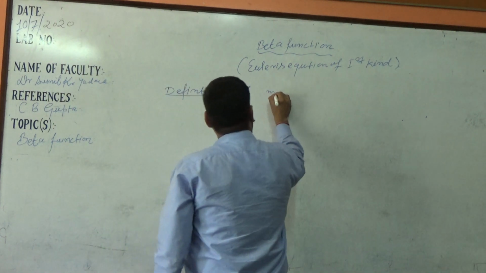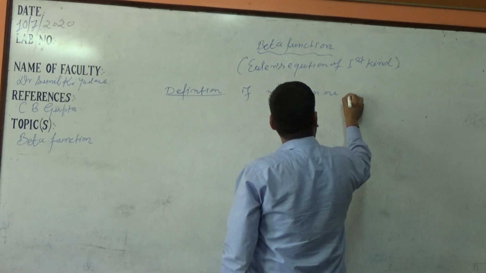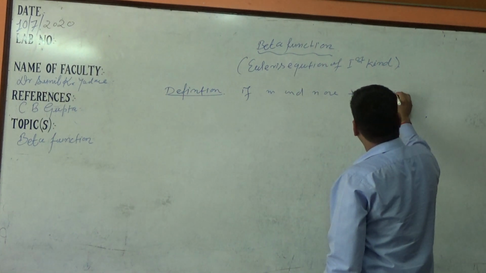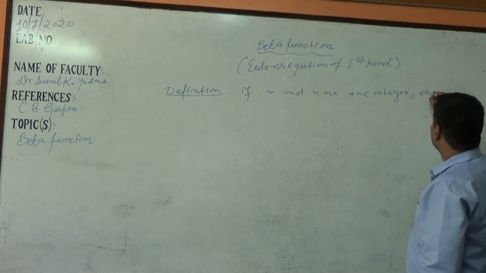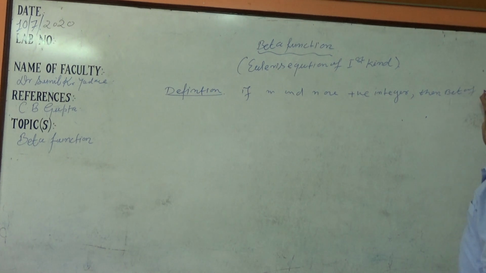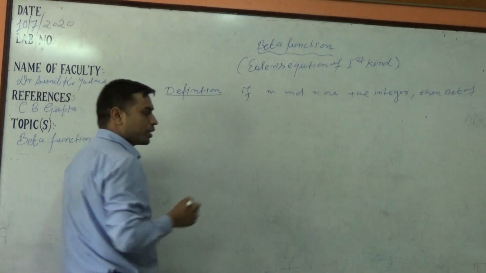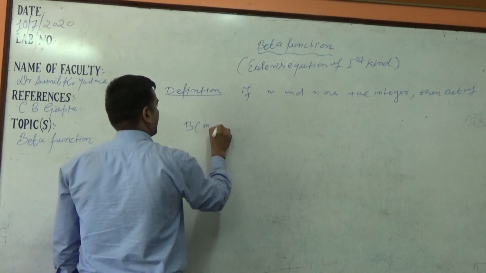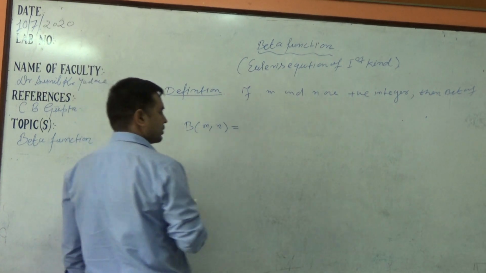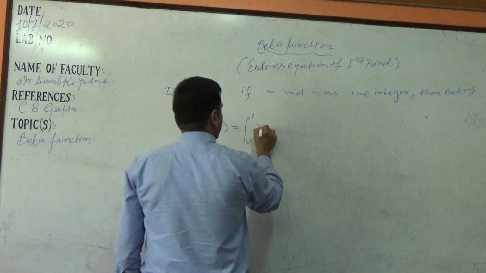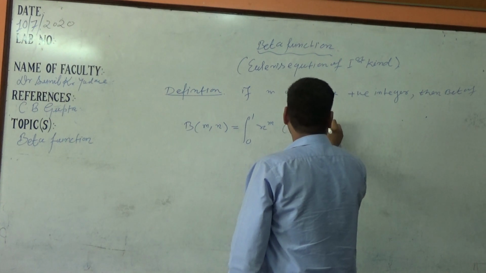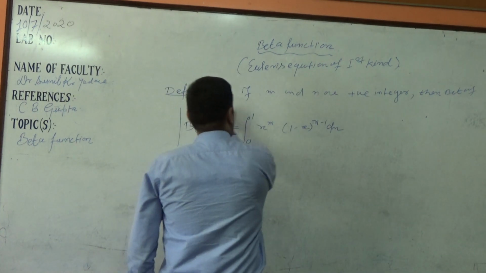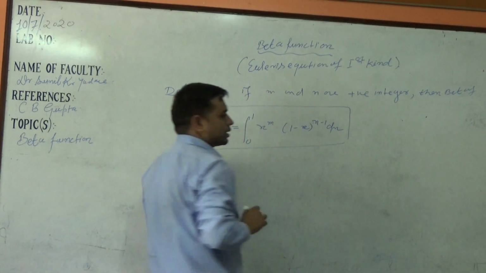Definition: if m and n are positive, then beta of m and n is denoted by beta of m, n and defined as the integral from 0 to 1 of x raised to the power m minus 1 into 1 minus x raised to the power n minus 1 dx. This is the definition of beta function in terms of mathematics.